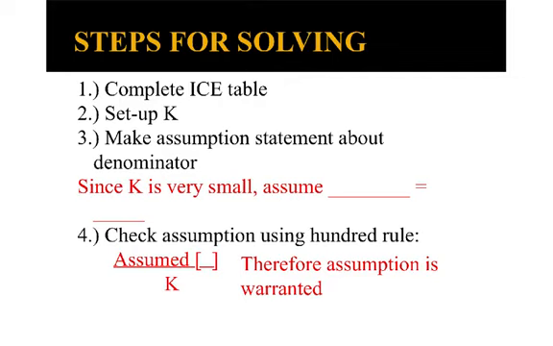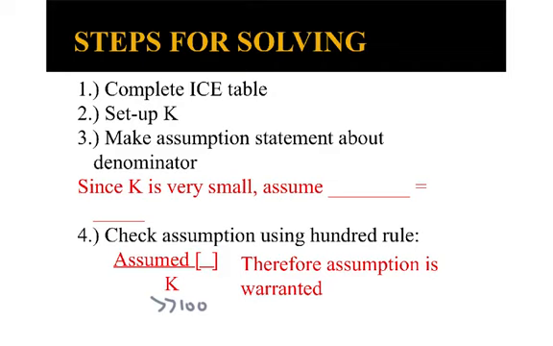Since K is very small, assume that blank equals blank. So those numbers you're going to put in yourself. It'll change every time you do a problem. Number 4, you're checking your assumption using that 100 rule. So remember, that's the assumed concentration divided by the K, and it has to be much greater than 100. Here I'm going to put that in, much greater than 100.